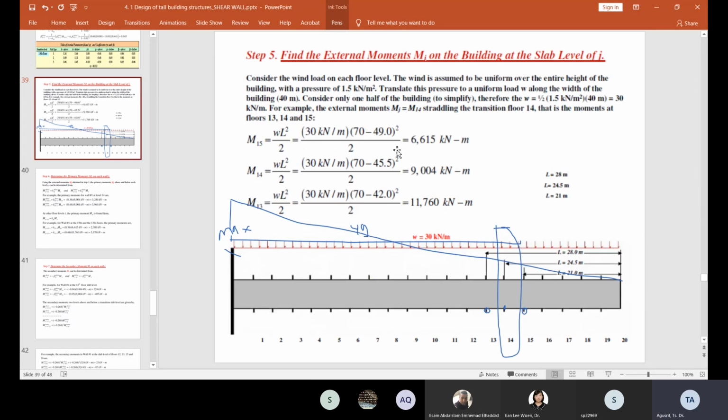So that's why you can see here how to get the external moment. Now we need to transfer this moment to the wall, because we need to know exactly the value of the bending moment inside the wall, so that we can provide the reinforcement bar inside the wall to resist this lateral or transverse force. Okay, so the next step.